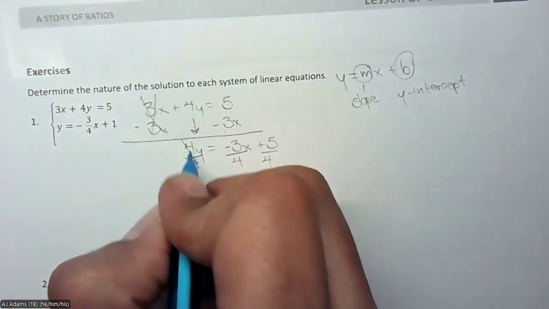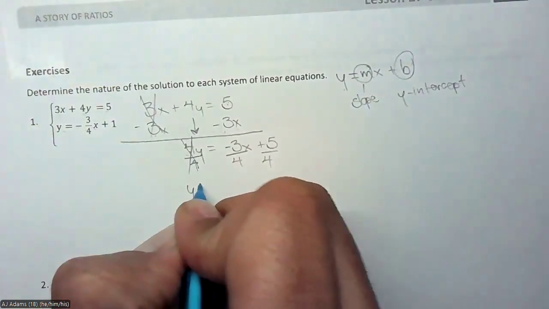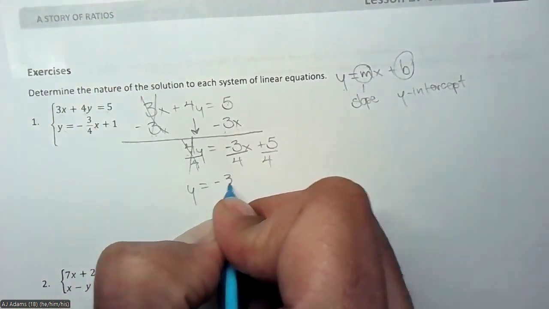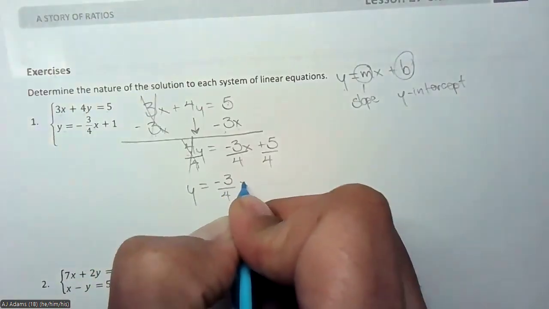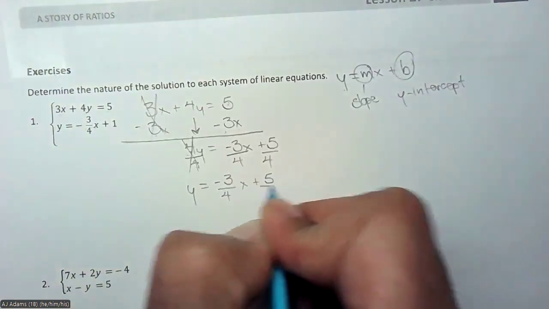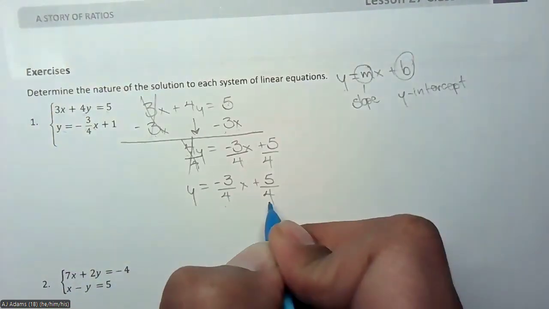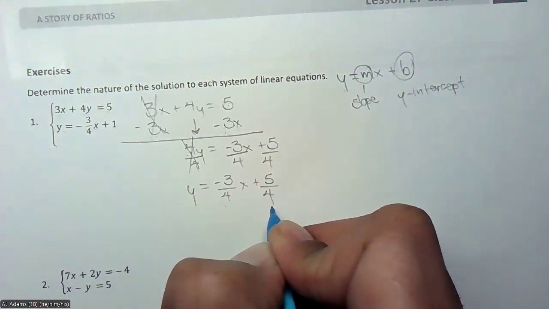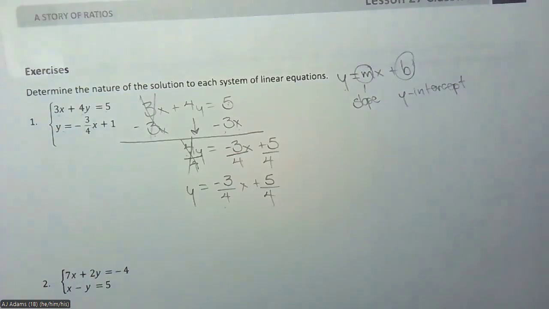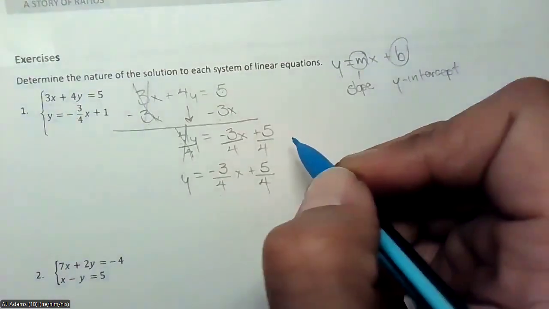So this 4 crosses out. We can just bring down the y. Y equals negative 3/4 x plus 5/4. So here's our slope for the new equation, and here's the y-intercept. So now we can compare the slope and the y-intercept and answer the question.